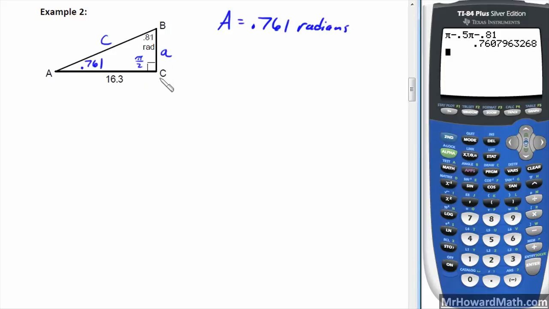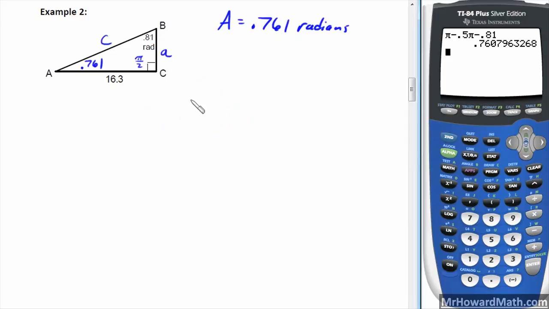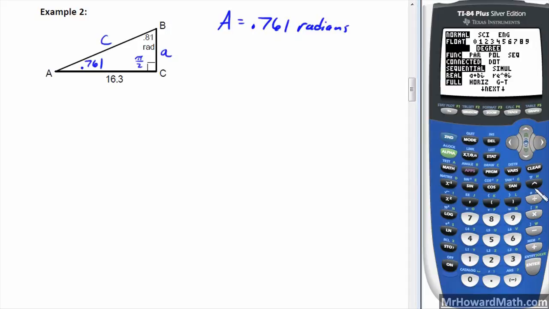So again, there are pi radians. So I took pi radians minus pi over 2 radians. In my calculator, I just used 0.5 pi minus 0.81 radians. So this is the total radians in any triangle, pi, minus this angle, pi over 2 radians. Subtract that angle, 0.81 radians, and we were left with the 0.761 radians. So that's what we did there. Okay, now we have all three angles. Now we need the missing sides. So we need to make sure our calculator is in radian mode before we go any farther.